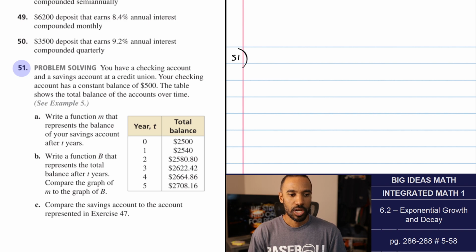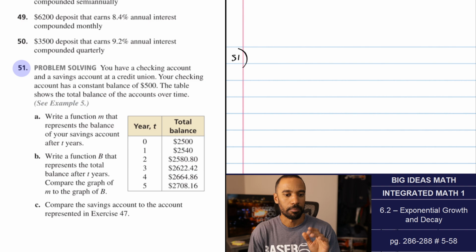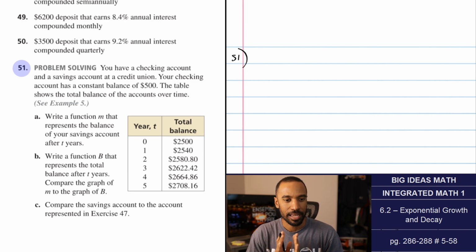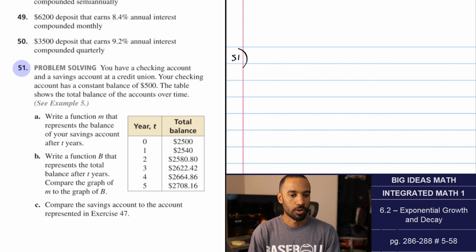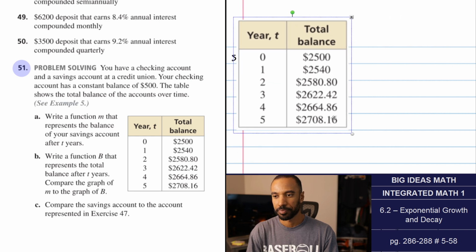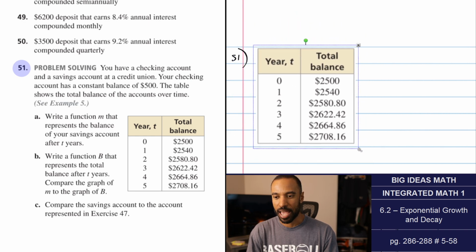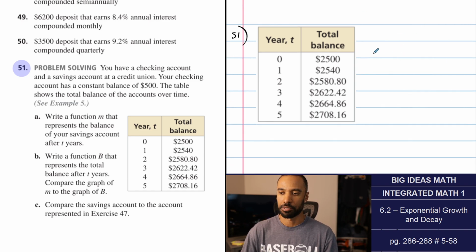Problem solving. You have a checking account and a savings account at a credit union. Your checking account has a constant balance of $500. The table shows the total balance of the accounts over time. So keep in mind, we're adding $500 to what we have in this case here. We saw an example of this before. So what I'm going to do is copy and paste this table, and I'm going to write what these numbers look like if the 500s are not involved, because they say write a function m that represents the balance after t years. This is total balance, which is adding your checking account amount.